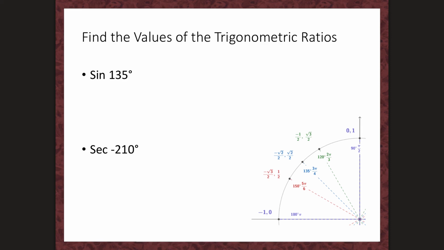To find the sine of 135 degrees, we only need to find 135 degrees on our unit circle, which is right here, and then locate the y-coordinate at that point. And here we have the square root of 2 over 2. So the sine of 135 degrees is simply the square root of 2 over 2.